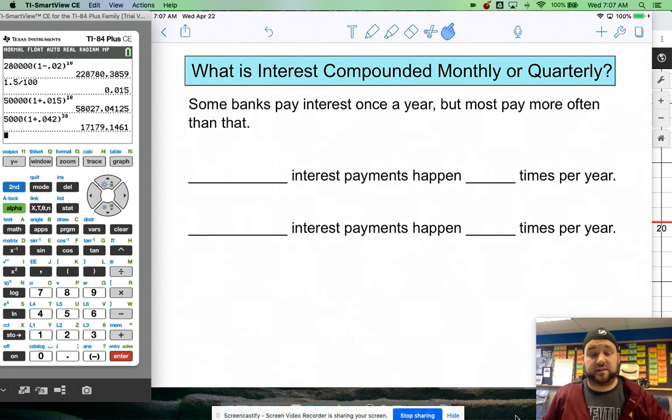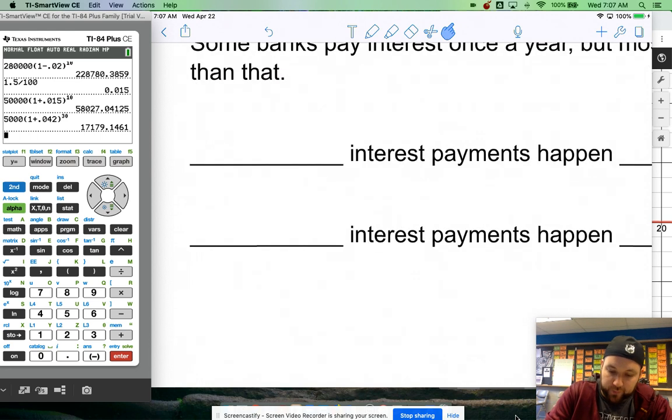Some banks and some payment accounts do interest, which is where they pay you money for putting money in the bank. They do what's called interest compounded monthly or compounded quarterly. And what that means is they are making you a payment every month instead of once a year, like the previous example.